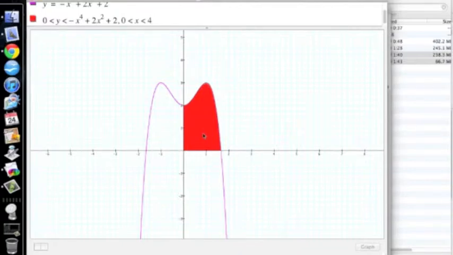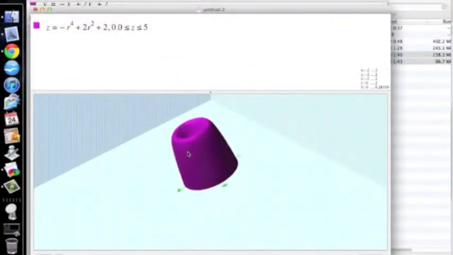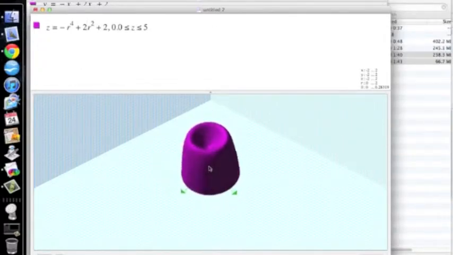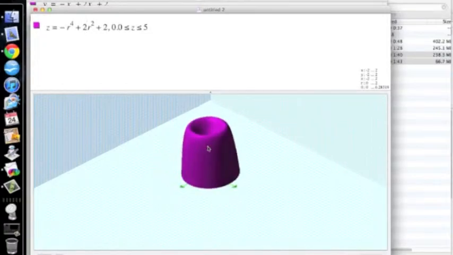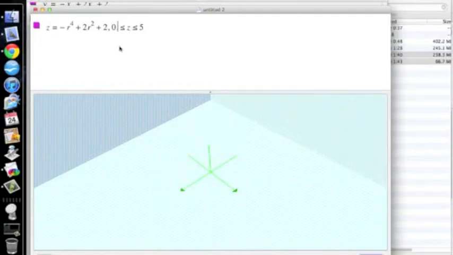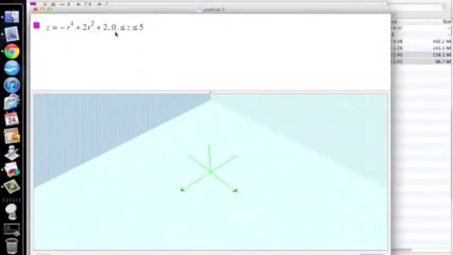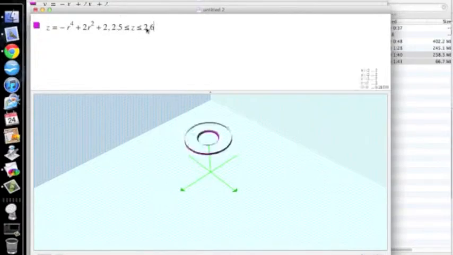I'm going to take this little red piece and rotate it around, and I'm going to get something that looks like it came off of a jet engine. Now, the problem is how do I cut this into disks? Because if I do this, how high does this thing go? 2.5. If I cut that from 2.5 to 2.6, I've got a disk with a hole in it.